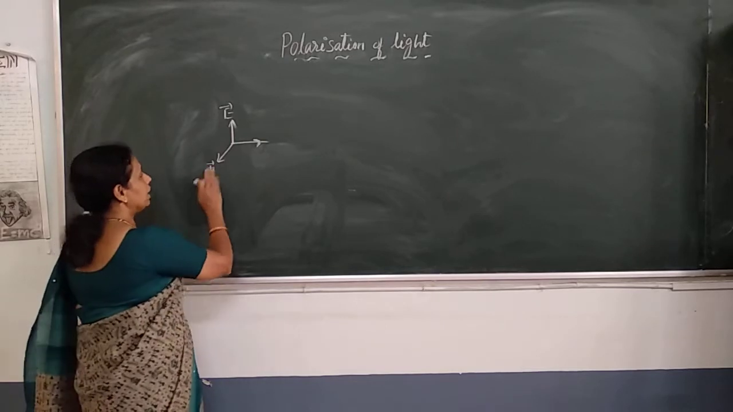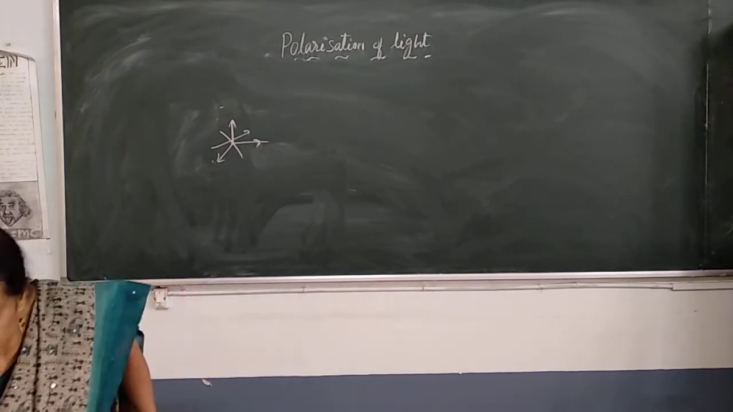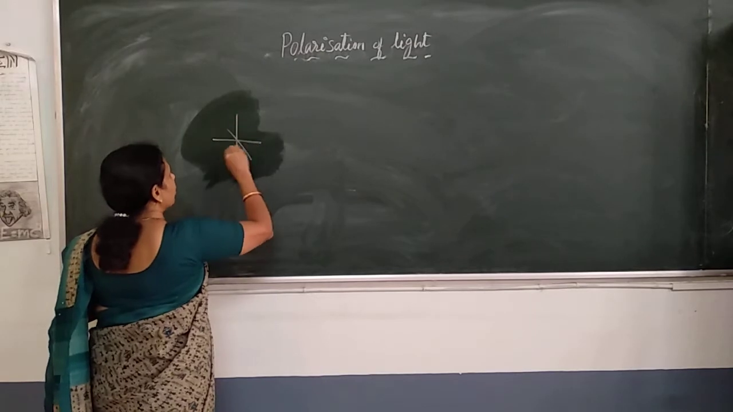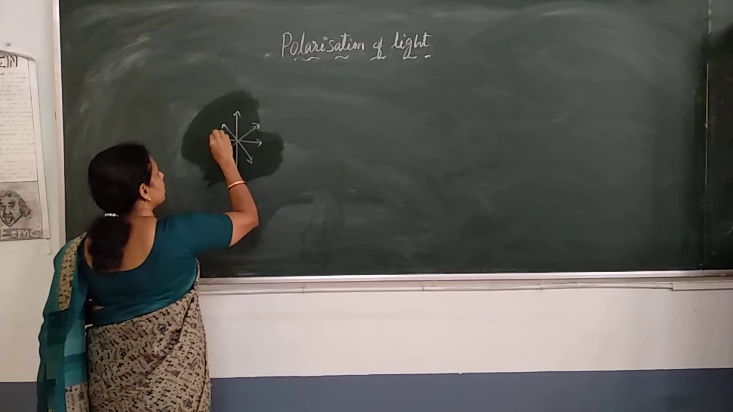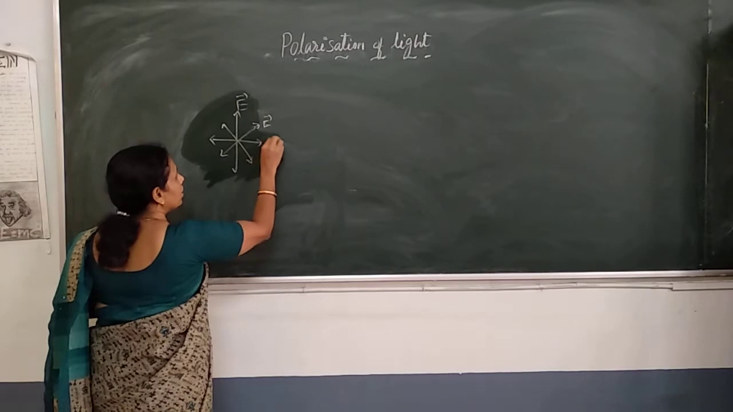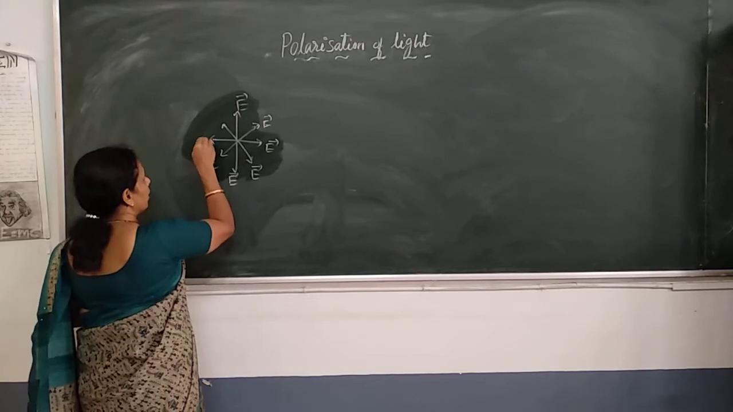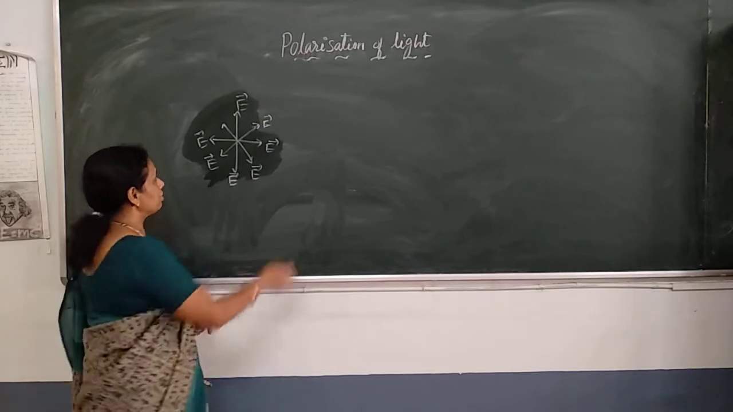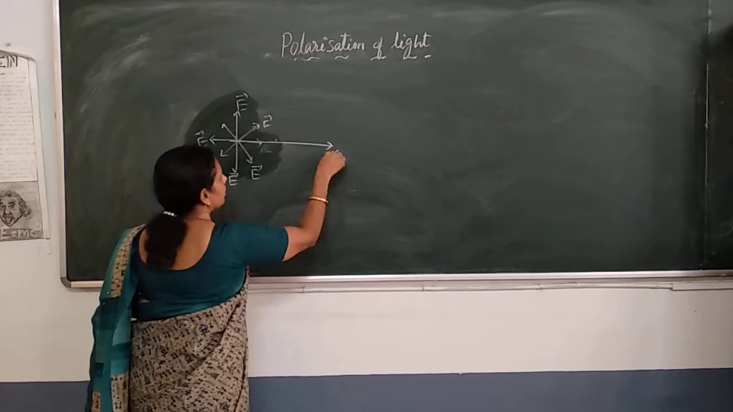So the ordinary light, if there is a source of light, has got vibrations in all possible directions. These are the vibrations. Vibrations are nothing but the electric vectors. We have vibrations of the electric vector in all possible directions. This is the representation of an ordinary source of light. It sends out light waves in all possible directions. So let this one be the direction of propagation. This is the direction of propagation.